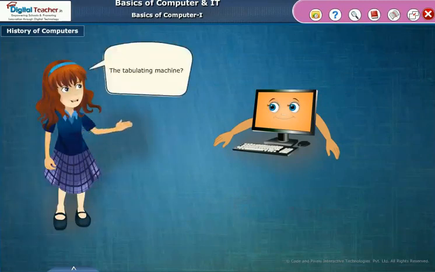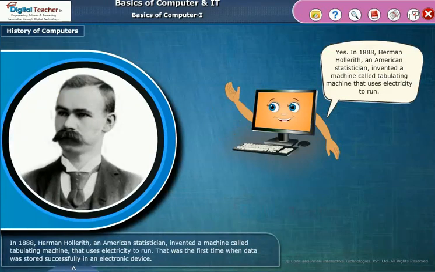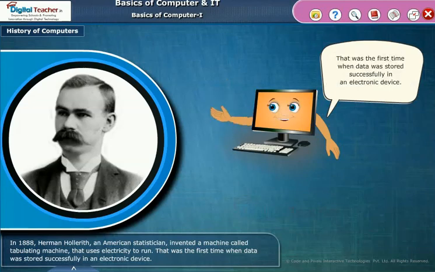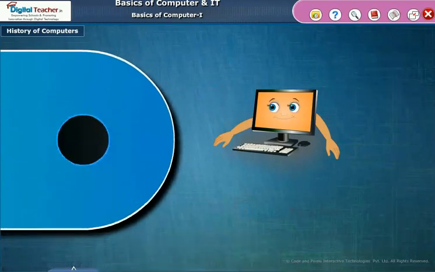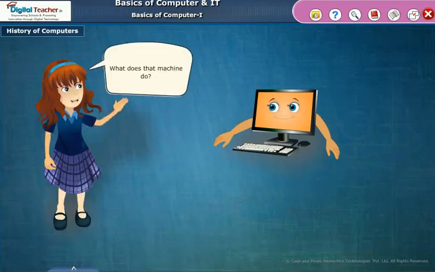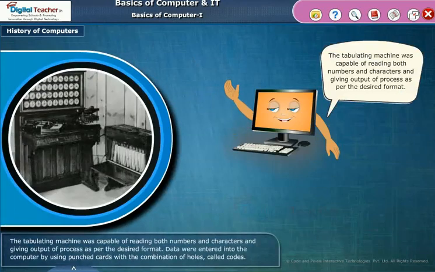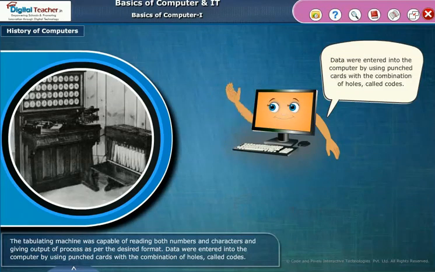The tabulating machine? Yes. In 1888, Herman Hollerith, an American statistician, invented a machine called the tabulating machine that uses electricity to run. That was the first time when data was stored successfully in an electronic device. What does that machine do? The tabulating machine was capable of reading both numbers and characters and giving output of process as per the desired format. Data were entered into the computer by using punched code with a combination of holes called codes.